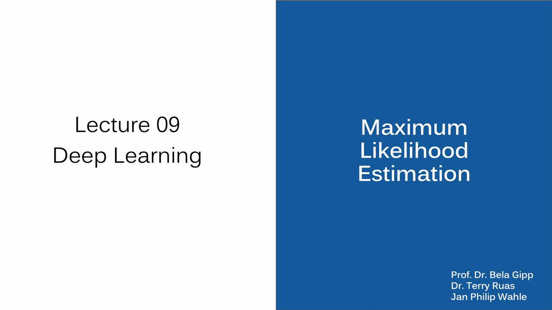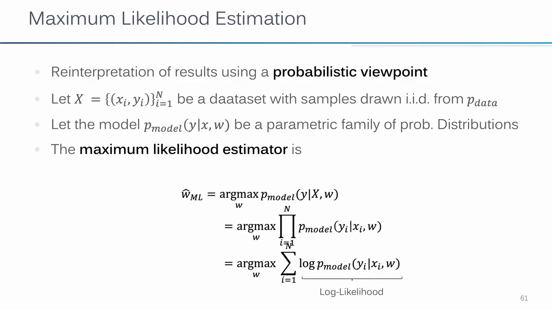Okay, the last part, I think we can skip for today if we want to go through the notebooks. Or maybe just quickly, so maximum likelihood is one of the approaches. It's basically a probabilistic view of what we've just seen, and it tries to maximize the likelihood of the parameters explaining the data. So again, X is the data set with IID samples from some data distribution, and the model is a conditional probability model from Y given X and the parameters. And the maximum likelihood estimator is just maximizing the probability of the answers, given the data and the parameters.